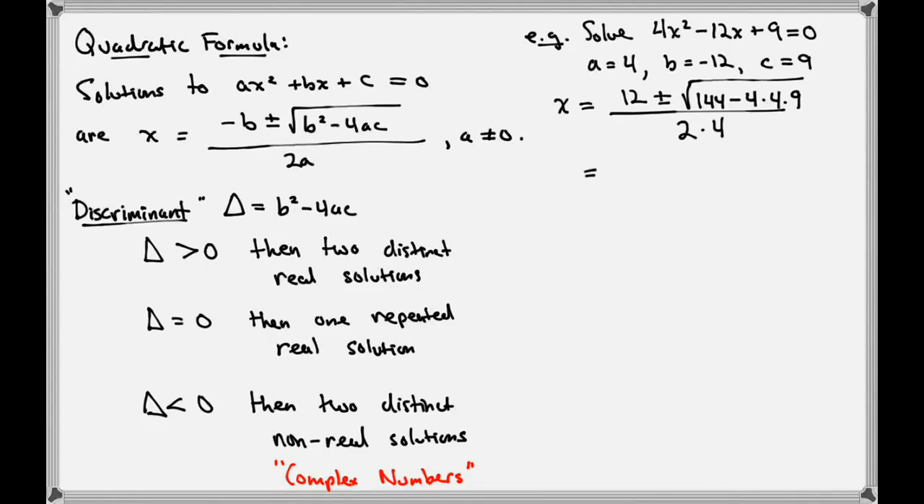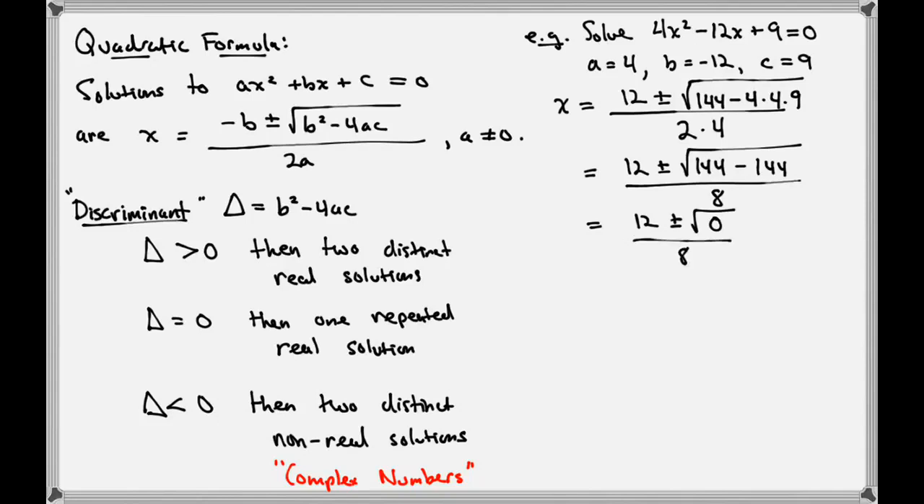And let's simplify. Let's see what's happening under that radical. I have 144 minus 144. 4 times 4 is 16. 16 times 9 is 144. So under the radical we have 0. So our only solution is going to be 12 over 8. The discriminant is in fact equal to 0, and that's just telling us there's one but repeated real solution. That's 3/2. Delta was 0, so x equal to 3/2 is what we would call a repeated root of the equation.